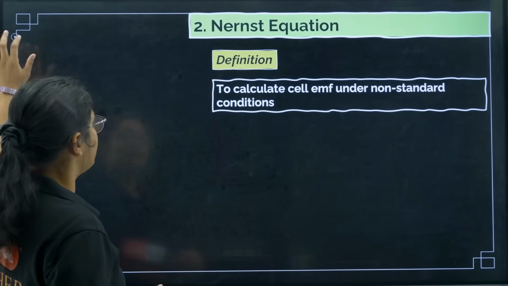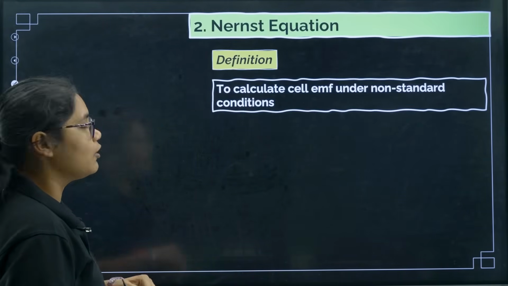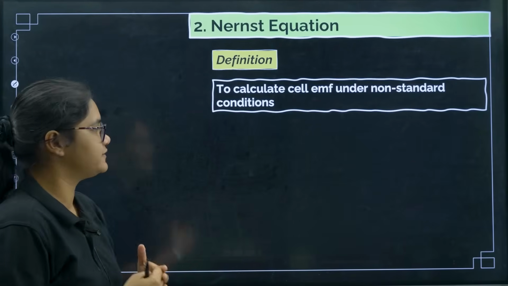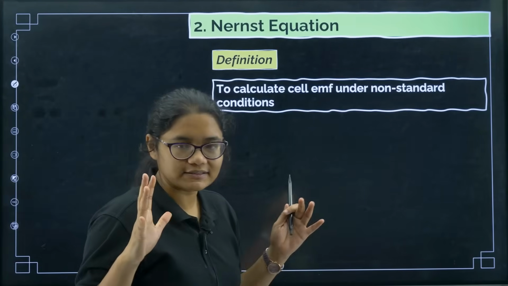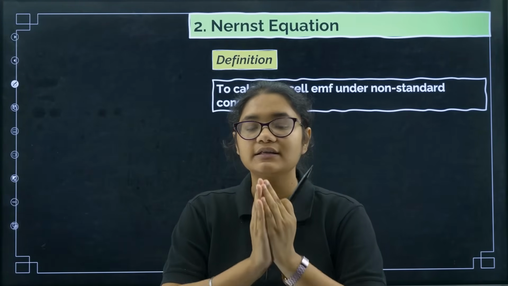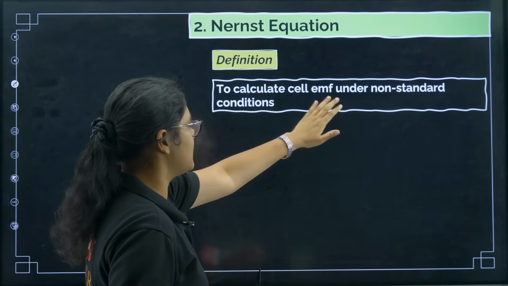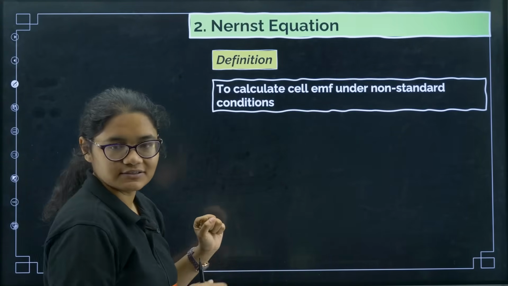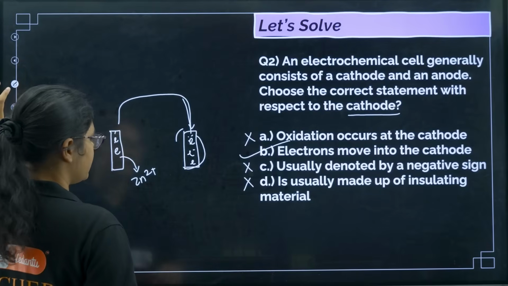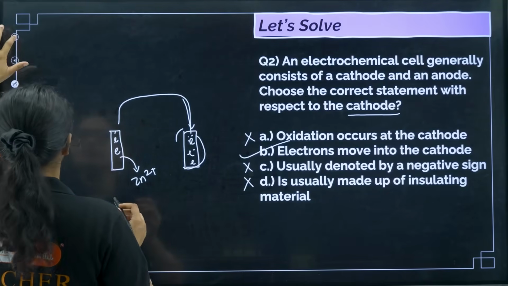Okay. Next, let's start with the Nernst equation, the second part. So we have understood what is a galvanic cell. Okay. So now what is the Nernst equation? Why is it required? To calculate the cell EMF under non-standard conditions. Now see, the formula to calculate the cell EMF is what? We have this formula, right?